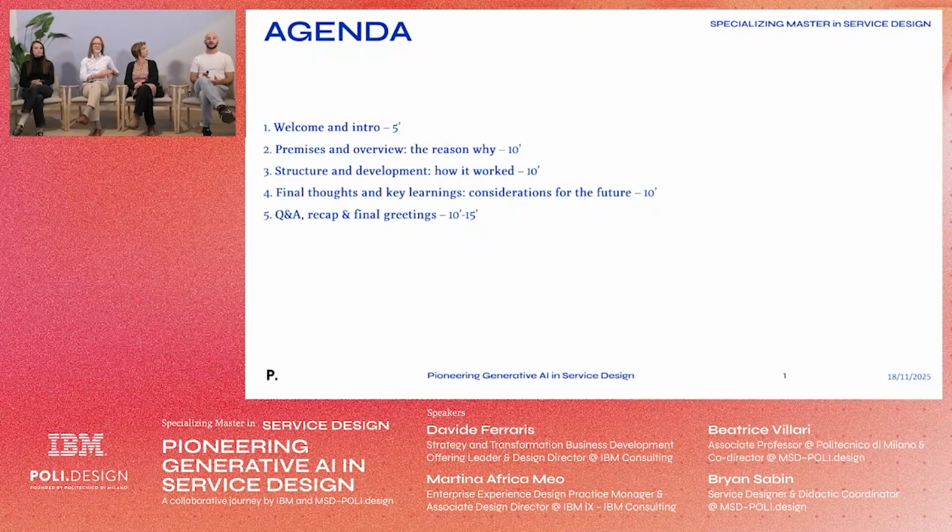As you know, we are going to present pioneering generative AI in service design. The agenda that we will follow, as you can see on screen, is composed of a welcoming introduction, like now. We will have an intervention about premises and the overview, so the didactic point of view of this experience that we would like to share with you today. Then we will deep dive into the structure and the development of the lab, so basically how it worked. Then we will share some final thoughts and considerations that we had along the journey and at the end of this journey. And then we will finish with a final recap and, of course, open the Q&A of this session.